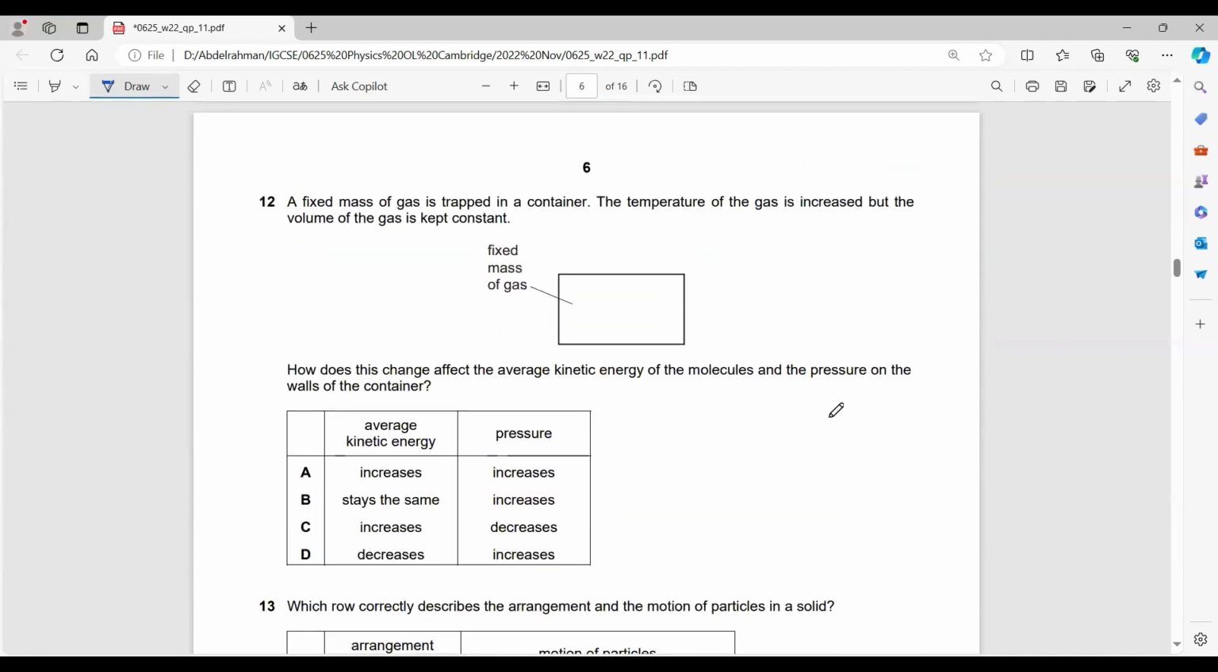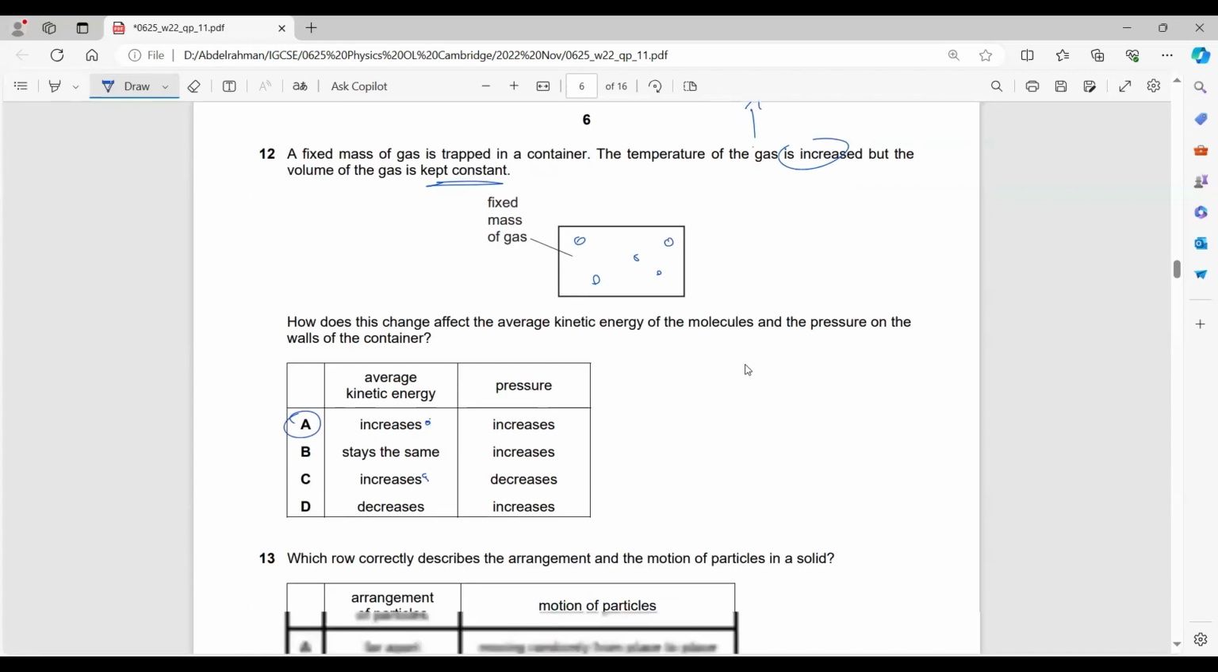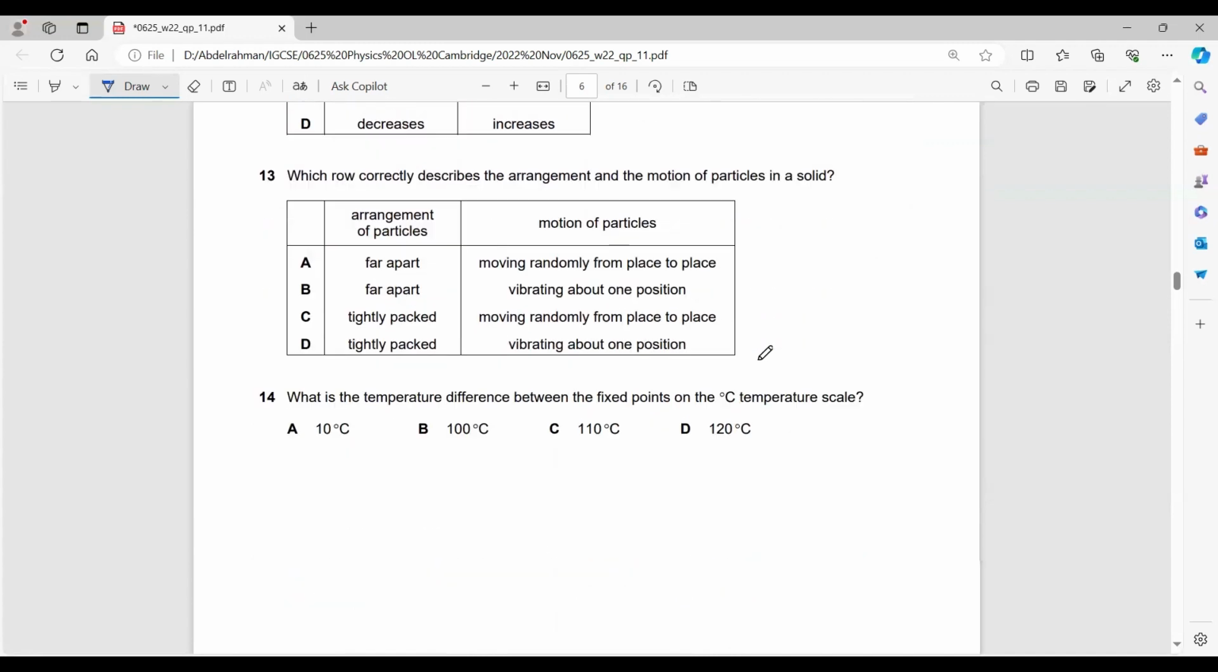A fixed mass of gas is trapped inside the container. We have a fixed amount of gas. The temperature of the gas is increased, but the volume is kept constant. Whenever the temperature increases, we need to see what will happen to the pressure. When you increase the temperature, the average kinetic energy definitely increases. And therefore, the pressure will also increase because the particles will hit the walls faster and harder and more frequently.